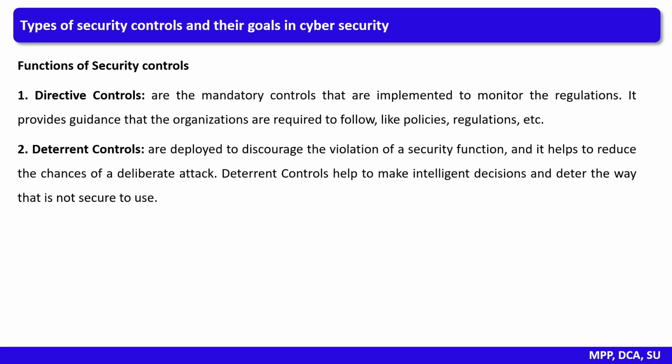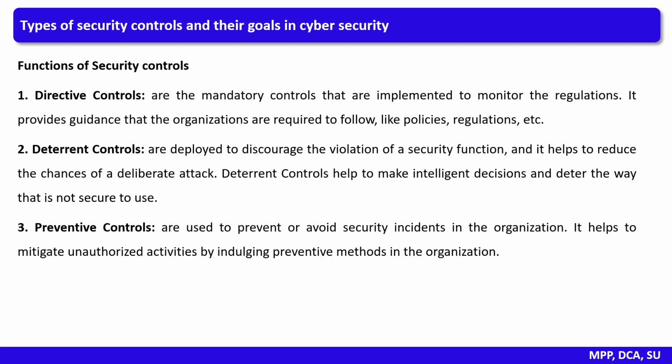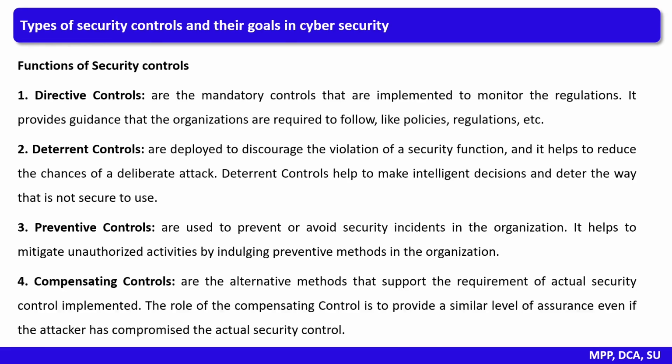Deterrent controls. Deterrent controls are controls that are deployed to discourage the violation of security functions. They help to reduce chances of a deliberate attack. Deterrent controls help to make intelligent decisions and deter the way that it's not secure to use. Preventive controls. Preventive controls are used in order to prevent or avoid security incidents in the organization. They help to mitigate unauthorized activities by indulging preventive methods in the organization.